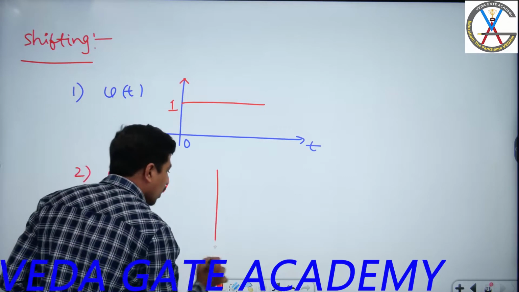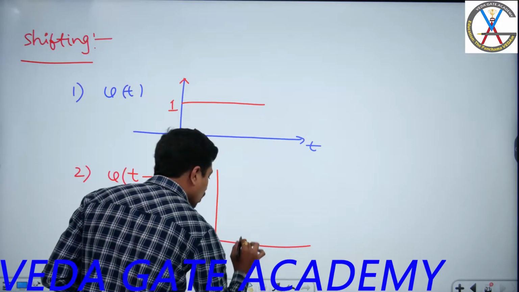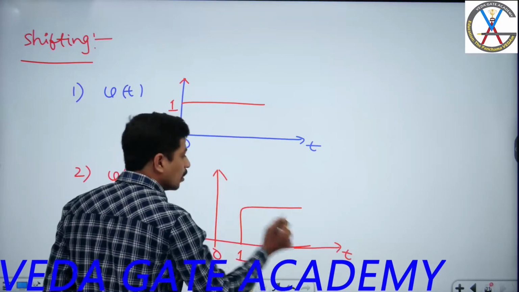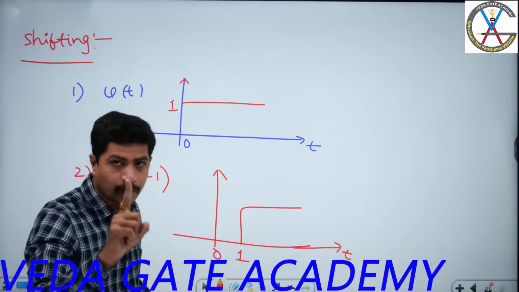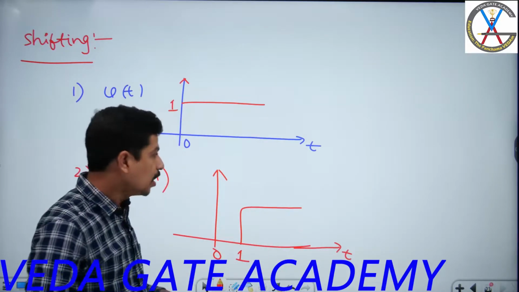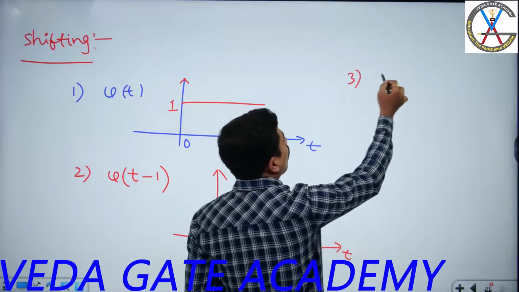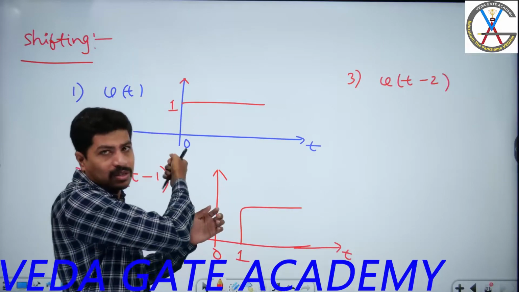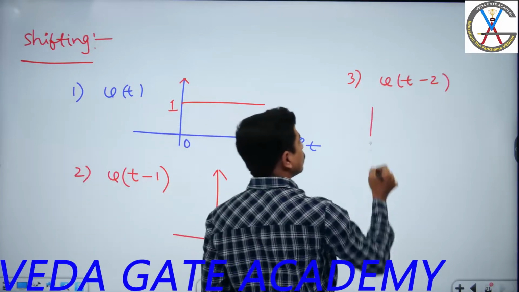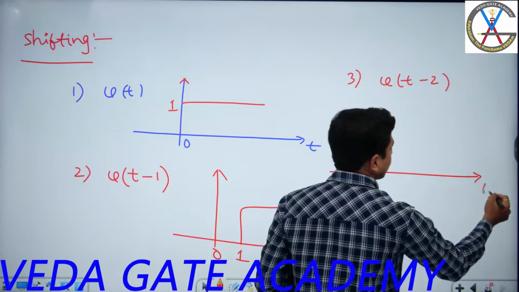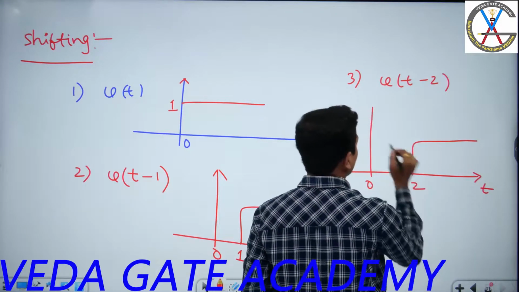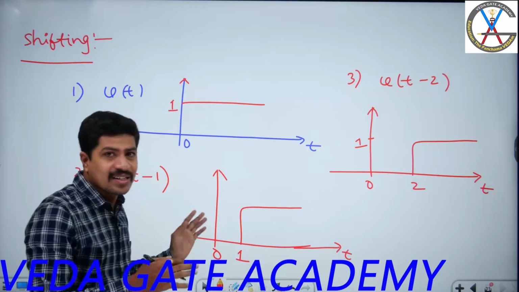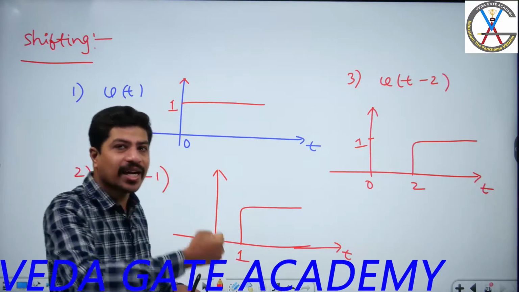Observe, I'm drawing it. This is t is equal to 0, this is 1. Drag the signal towards the right side by 1 unit. Now, let us sketch u of t minus 2. Drag the signal towards the right side by 2 units. This is t is equal to 2. The magnitude will remain the same, this is 1. This is called right shifting.